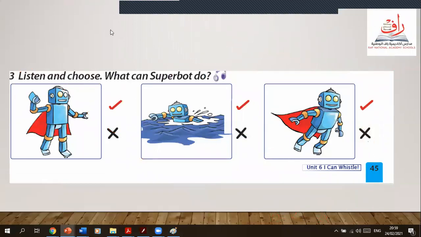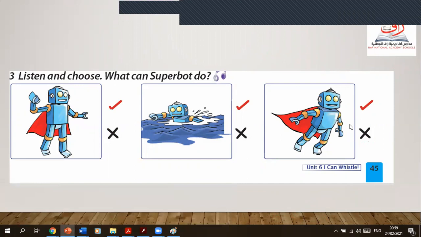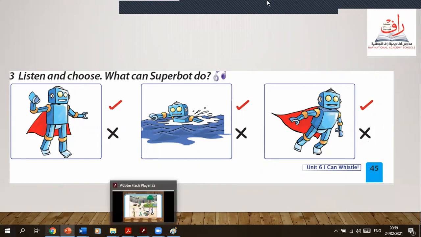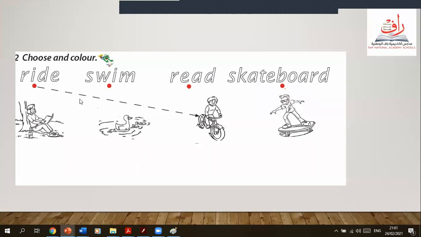Okay, let's go for the exercise on the same page. I'll check my book first. Okay, we have number two first. Okay, let's take number two. So this is choose and color. We're going to read the word first and go down to the pictures to match, okay? Let's go for word number one.